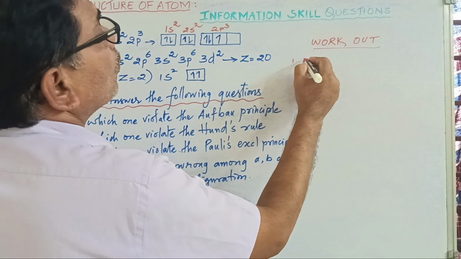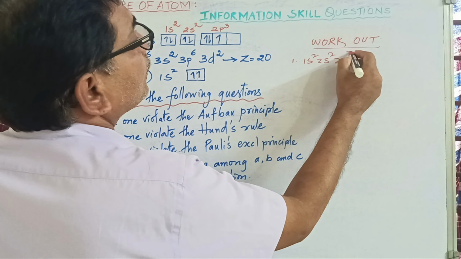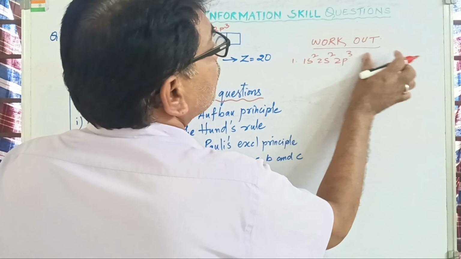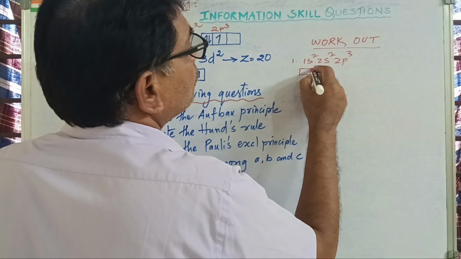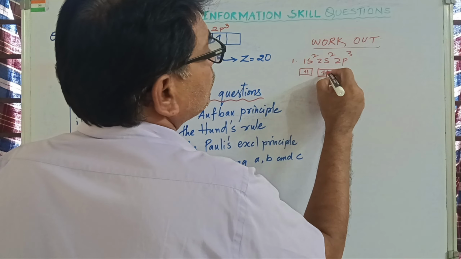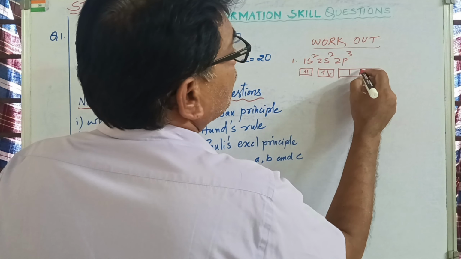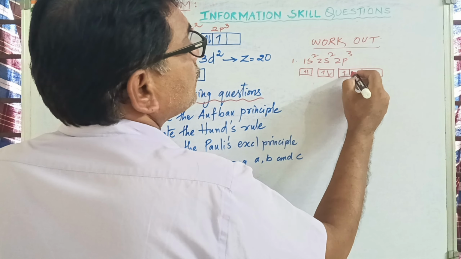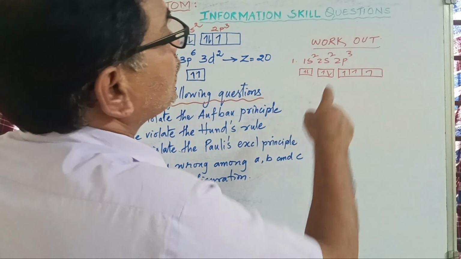What is given here? 1s2, 2s2 and 2p3. And then he has filled them into orbitals. So 1s means first one, 2 electrons: 1, 2. Second, 2 electrons: 1, 2. Third case, p: there are 3 degenerate orbitals. So first one here, second one here and third one here, isn't it? Because these are just 3.